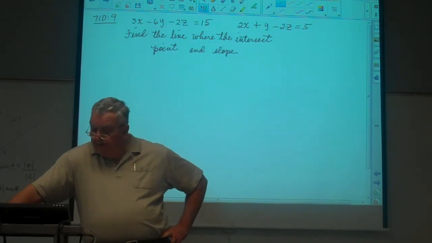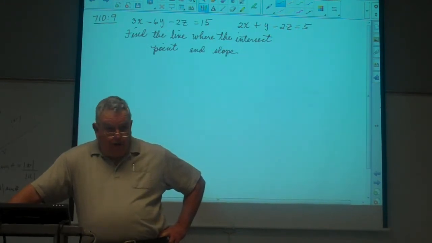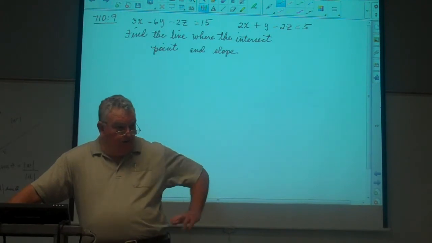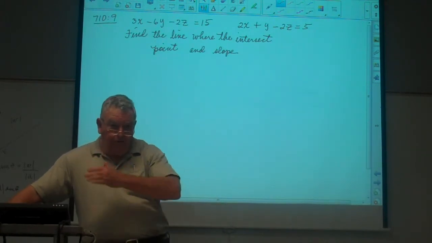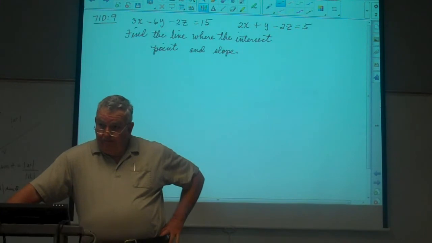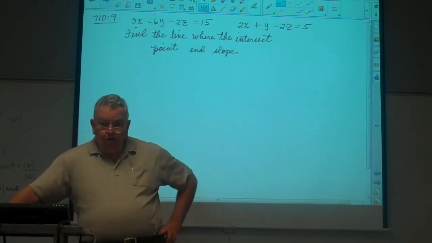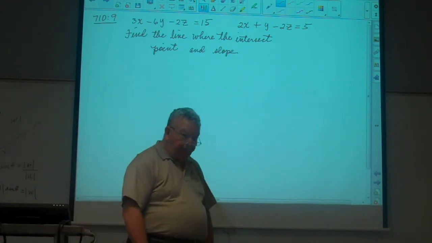So, suppose we find a point on that line, on a point on the line where they intersect. Any suggestions from this side of the room over? I want to find a point where those two lines intersect.